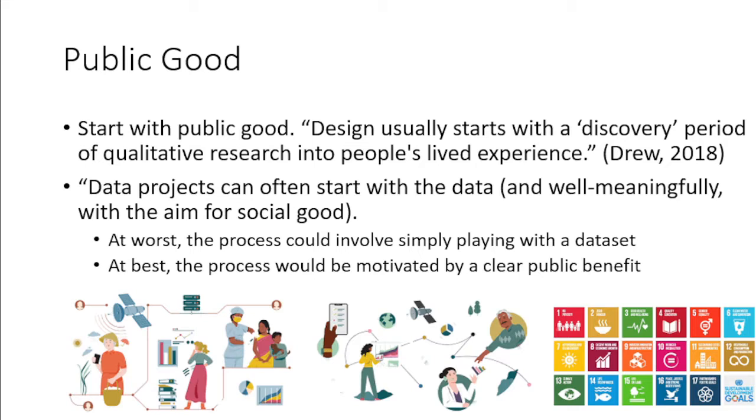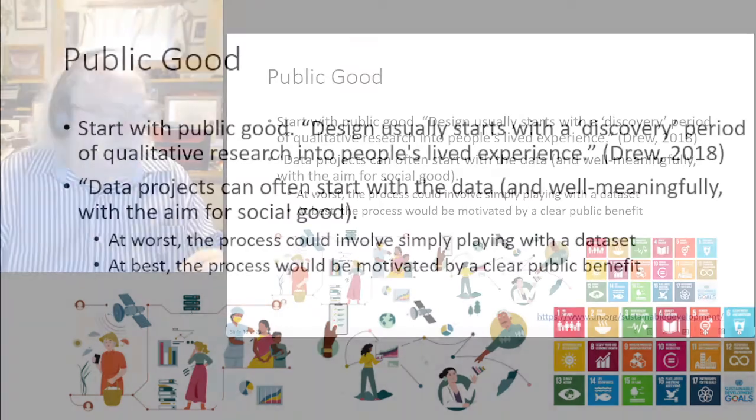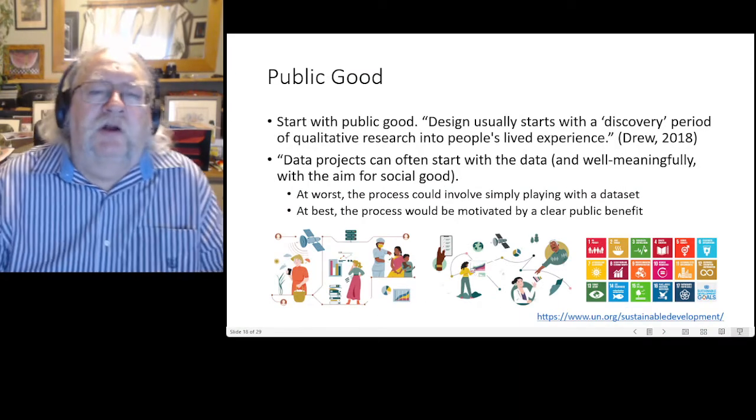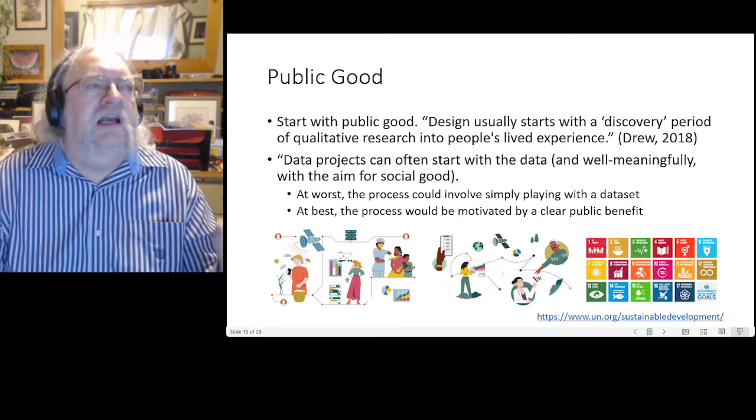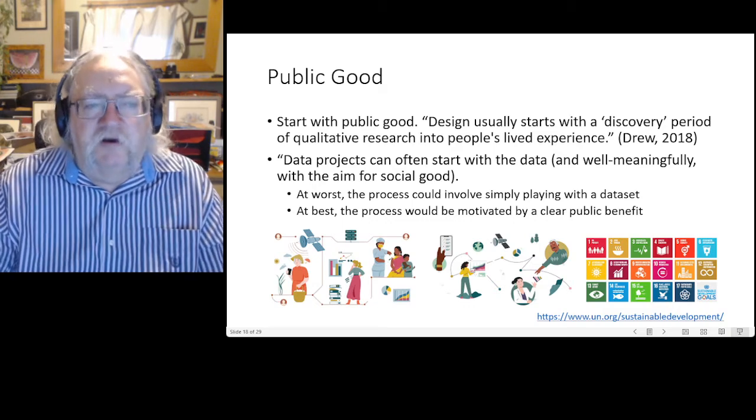But you can see how some things that almost seem unrelated to education can play a role in the ethical evaluation of online courses. So, how does this play out in determining objectives? Well, Drew writes, design usually starts with a discovery period of qualitative research into people's lived experiences. So in other words, how is education actually going to affect people? How is the learning solution, the learning institution, how are they actually impacting people in the community?